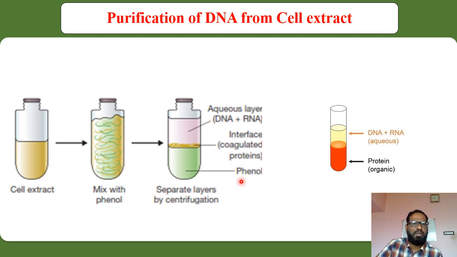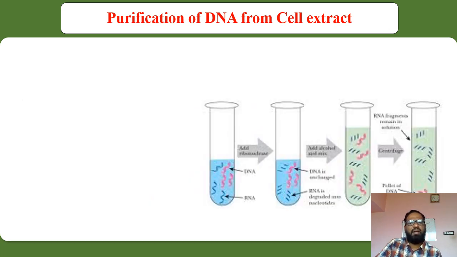Why do we call it a partially purified cell extract? Because out of three different types of biomolecules, that is proteins, DNA and RNA, we have successfully removed the protein molecules, and still that cell extract has both DNA as well as RNA. That's why we call it a partially purified cell extract. Now the next step is to separate the DNA from the RNA molecule. That is also very, very important.